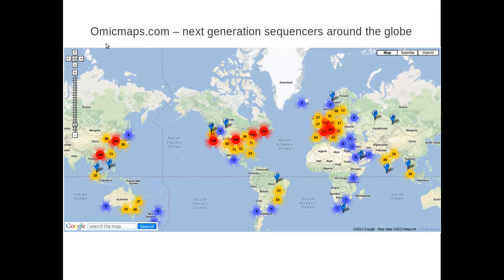So check it out. This is a typo. Sorry. It should be omicsmaps.com, so there should be an S after omics. If you want to check it out and see where the sequencers are nearest to you, you can zoom in, zoom out, and get a sense of the density of sequencers in the area.